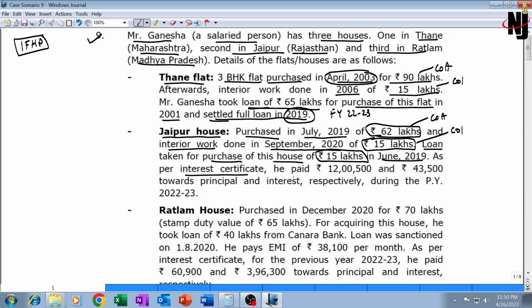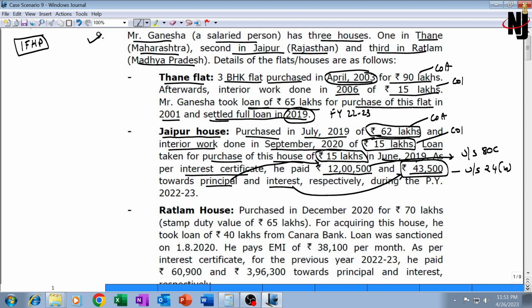As per interest certificate, he paid 12,500 rupees and 43,500 rupees towards principal and interest respectively. Principal amount is 12,500, interest amount is 43,500. This 12,500 would be eligible for deduction under section 80C if we were to calculate net taxable income, and he is not opting for 115BAC. But we will see what exactly has been asked of us, and this 43,500 would be allowed as a deduction as interest under section 24(b).